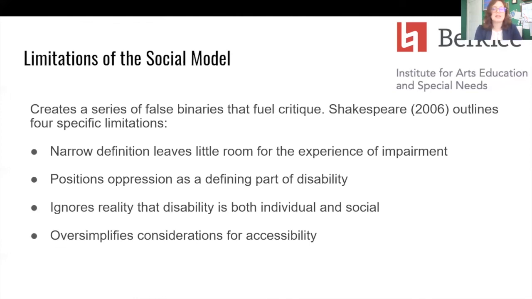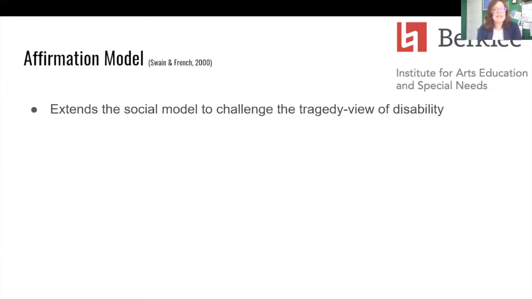So these limitations give rise to other models of disability. John Swain and Sally French put forth an affirmation model that is designed to extend the social model. They critique the social model and the medical model because both of them take a tragedy view of disability. So the social model tells us disability isn't a tragedy in the disabled person, but it does still take a negative view of disability by putting a tragedy or burden on society.